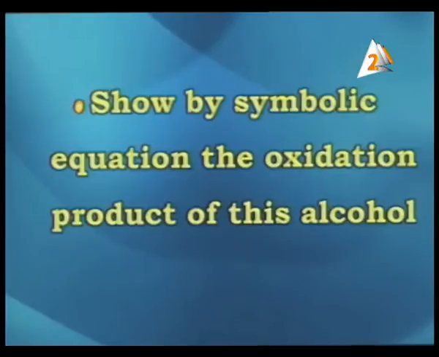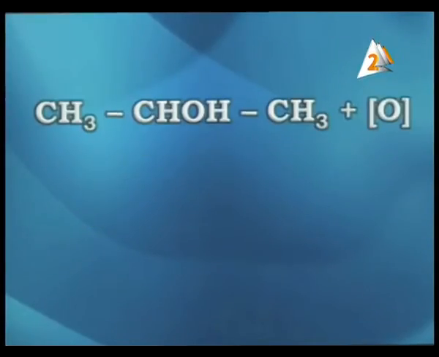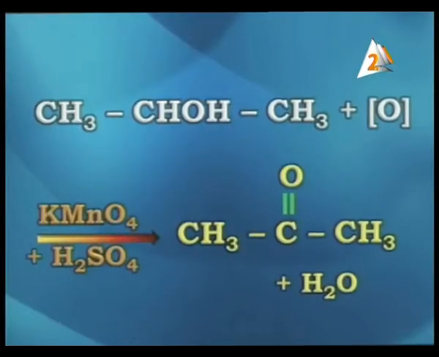Show by symbolic equation the oxidation product of this alcohol. As the equation proceeds on the screen, the secondary alcohol CH3CHOHCH3 by oxidation in the presence of potassium permanganate acidified by sulfuric acid, it gives acetone CH3COCH3 and water is produced.